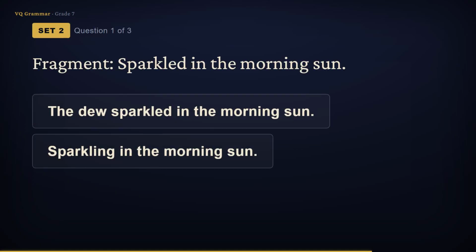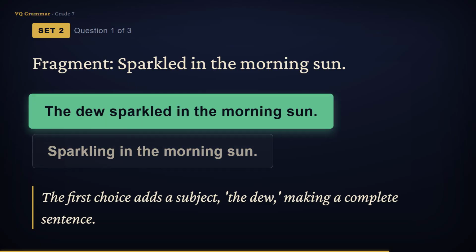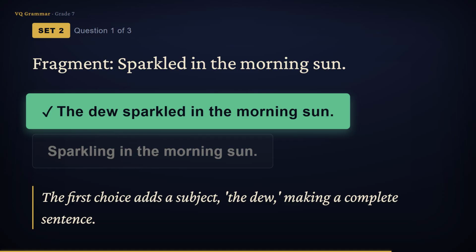Sparkled in the morning sun. This fragment is missing a subject. Who or what sparkled? The first choice supplies one. The dew sparkled in the morning sun. That gives us a subject, a predicate, and a complete thought. The second choice is still just a phrase, so the answer is the first choice.